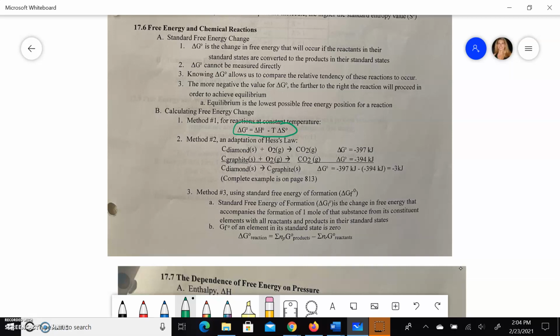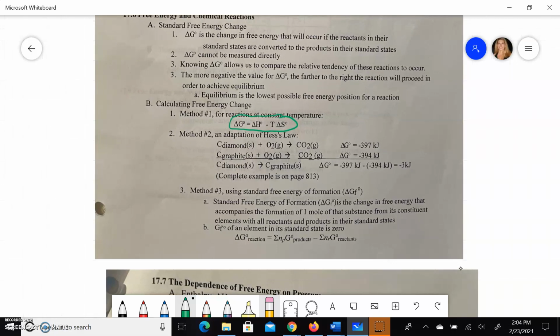And then the last one is the same equation that I just talked about, except notice that it's now G instead of S. So you can also calculate delta G from the sum of the products minus the sum of the reactants. Just like with the S equation, you do need to make sure that you multiply each value by the coefficient in the reaction. This means the sum of, so you're going to add up all the products, add up all the reactants, and make sure you do products minus reactants.